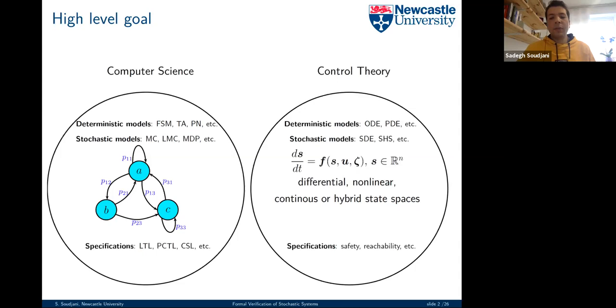And in today's presentation, I will focus on one class of models, which are difference equations over continuous state spaces influenced by uncertainty. So therefore, I focus on the stochastic setting in this presentation. And I will show how we can use abstraction methods to study properties of these models.